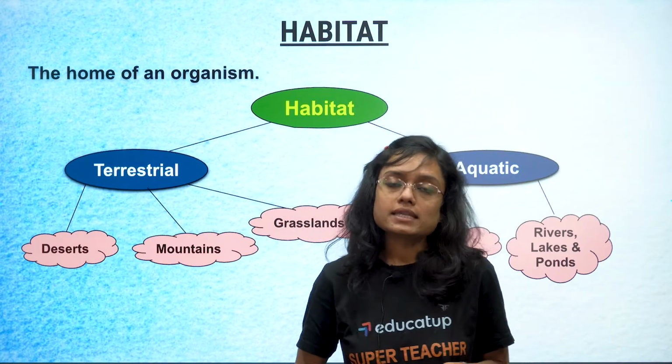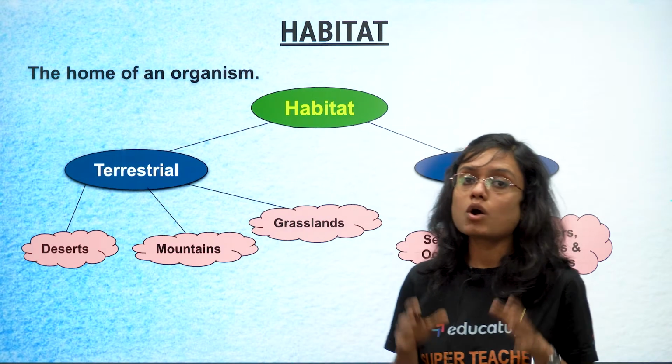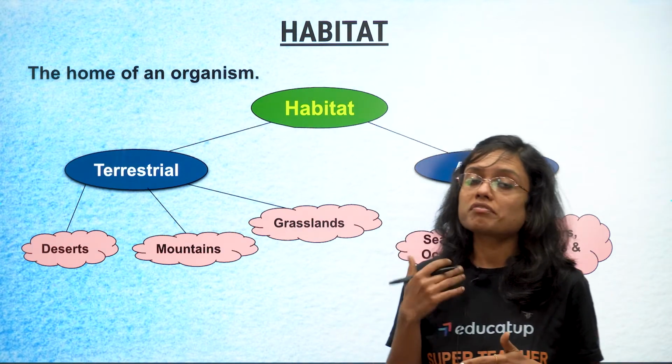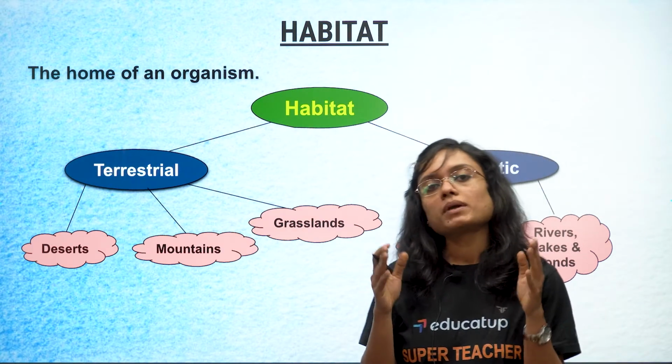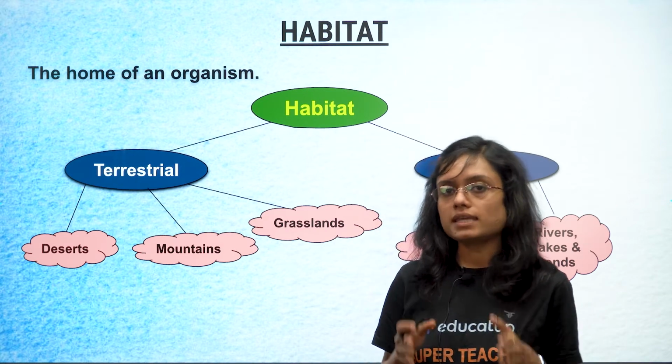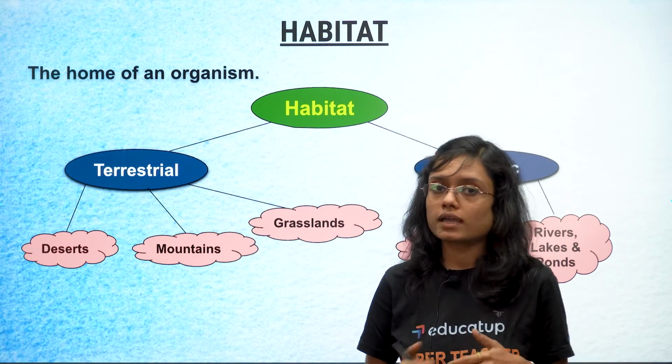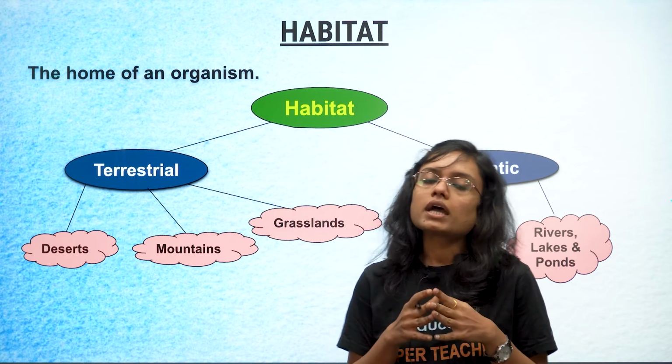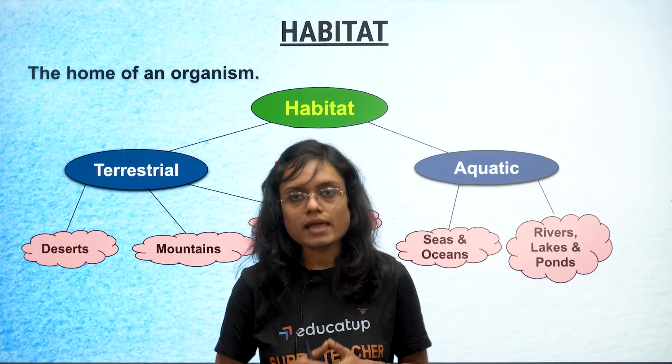Now, our next topic is habitat. Habitat means the home of an organism, the place of dwelling of an organism. जहाँ पे कोई भी organism रहता है, उसके रहने की जगह को क्या कहते हैं, उसके घर को क्या कहते हैं? Habitat. Now there are two types of habitat, terrestrial and aquatic.